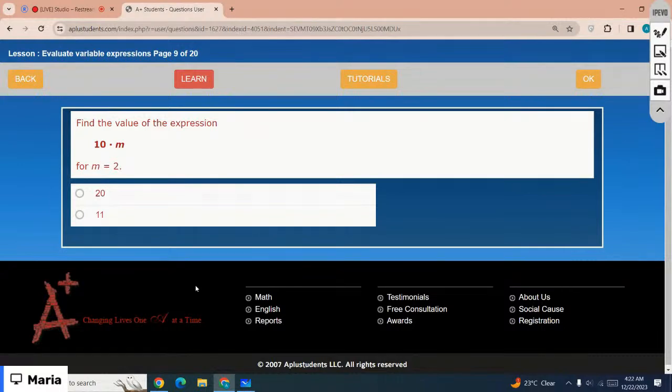Okay, the next one is 10 times m for m equals 2. Which is the correct option?